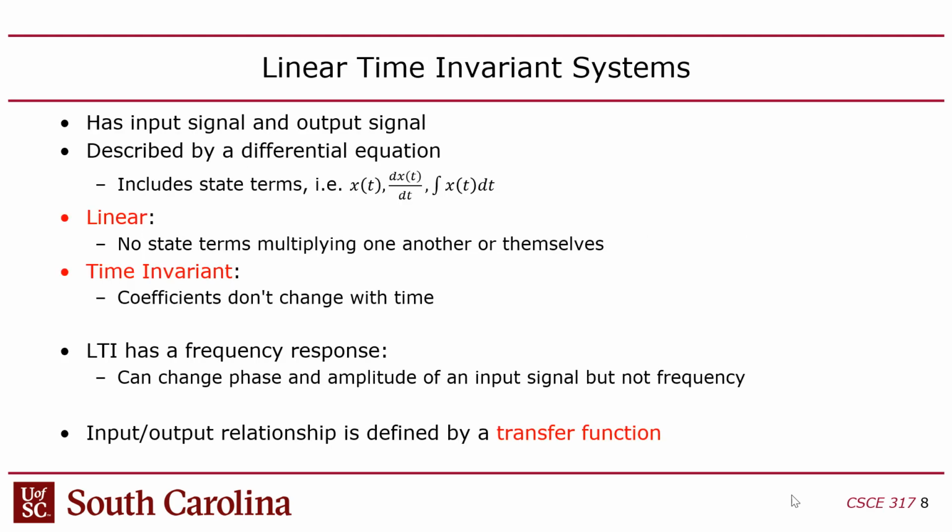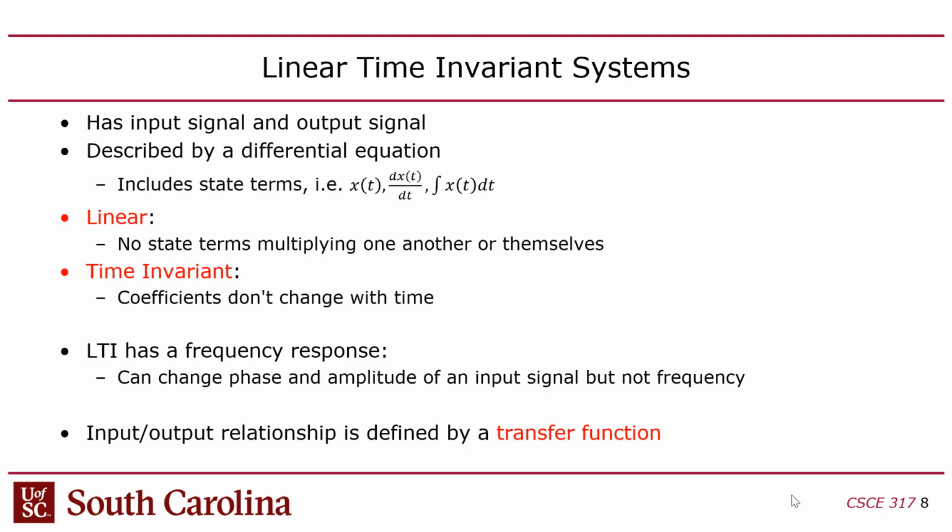So a linear time invariant system is called that because, as I mentioned, no state terms can be multiplied by one another or themselves. The state terms would just be the time series variables, like temperature versus time. And so that's the linear part. And time invariant means that the coefficients don't change with time. The coefficients are constant. And that means that an LTI has a frequency response, which allows you to change the phase and amplitude of a signal, but not its frequency, if you've heard of that.